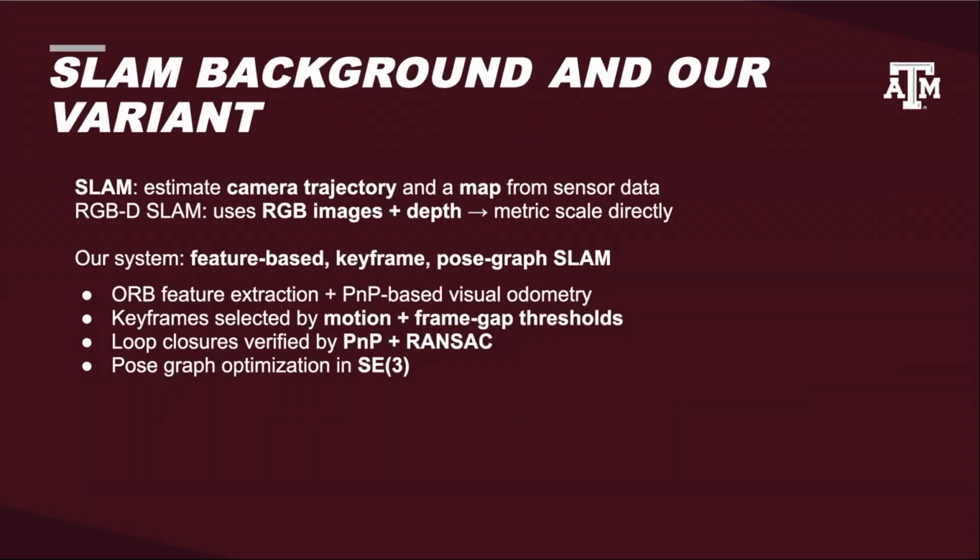So, what is SLAM? SLAM estimates both the camera trajectory and a consistent map from sensor data. Here we use RGB-D input, which provides per-pixel depth and metric scale. Our pipeline is a feature-based pose graph system, which uses ORB plus PnP for frame-to-frame motion, motion thresholding for keyframes, descriptor-based loop closure proposals verified with PnP plus RANSAC, and global optimization to enforce consistency.